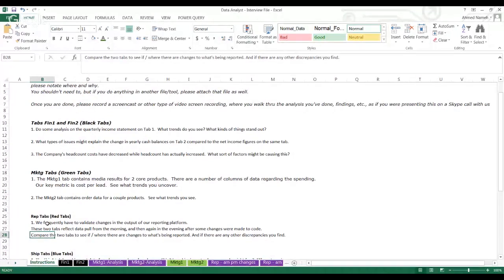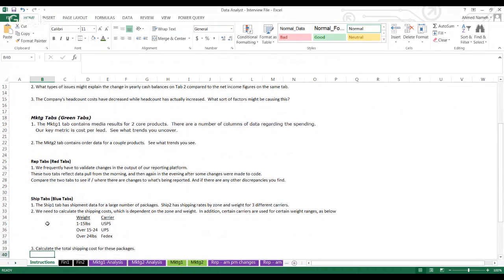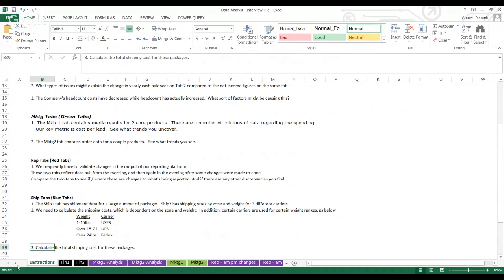Moving on now to the ship tabs. The Ship 1 tab has shipment data for a large number of packages. Ship 2 has shipping rates by zone and weight for 3 different carriers. We need to calculate the shipping cost, which is dependent on the zone and weight. In addition, certain carriers are used for certain weight ranges as below. Calculate the total shipping cost for these packages.